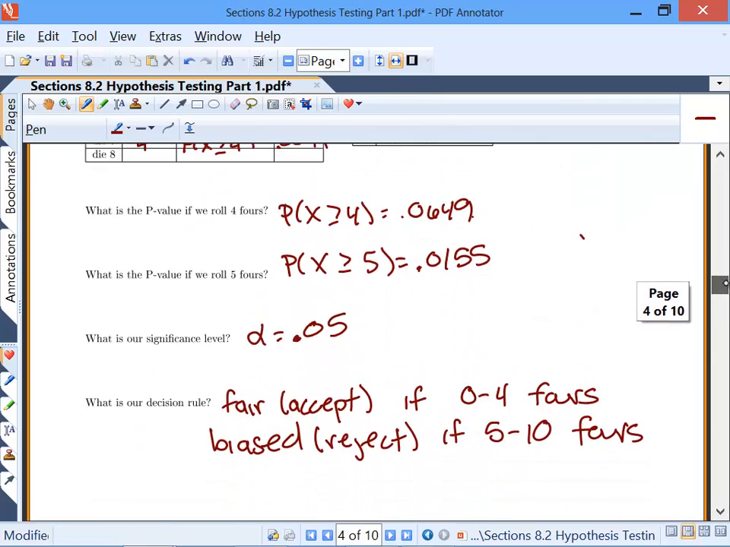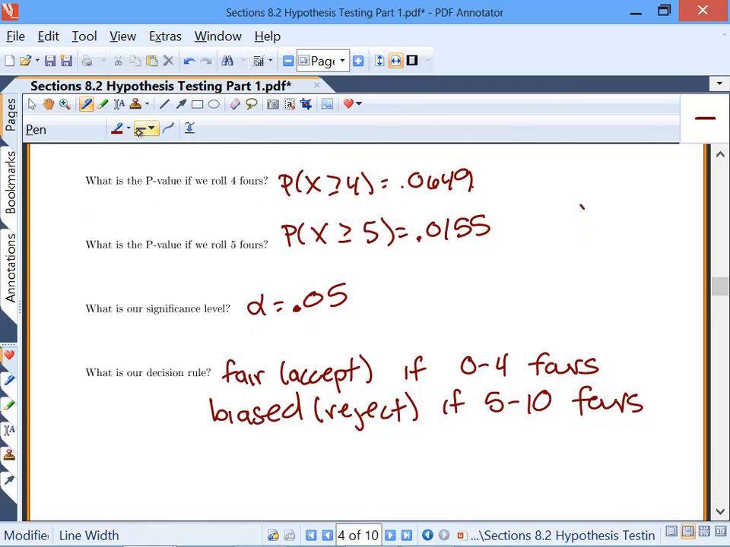Now, do you notice anything there? Okay, so our decision rule is we broke it between 4 and 5. Do you notice anything about the p-values for 4 and 5 compared to our significance level? One is above the 0.05, one is below.